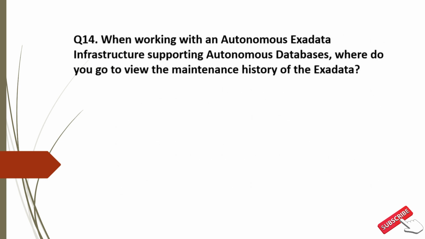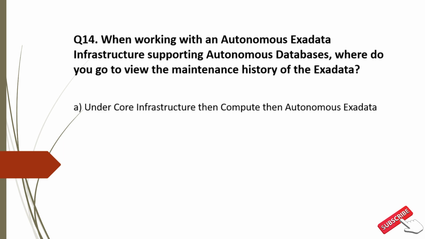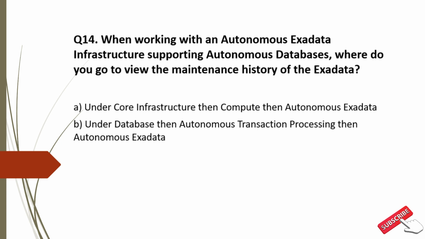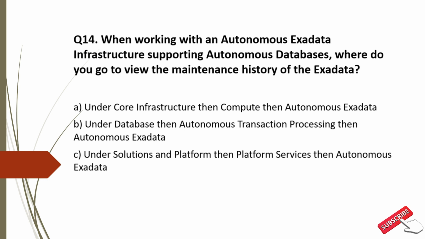Question 14. When working with an autonomous Exadata infrastructure supporting autonomous databases, where do you go to view the maintenance history of Exadata? And the options are A. Under core infrastructure, then compute, then autonomous Exadata. B. Under database, then autonomous transaction processing, then autonomous Exadata. C. Under solutions and platform, then platform services, then autonomous Exadata. And D. Under core infrastructure, then autonomous Exadata.